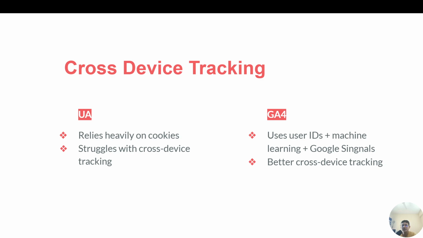Previous Universal Analytics relied heavily on cookies, so that's why it always struggled. Cookies are saved in the browser, so if the device or something changes, you cannot find the cookies, and that's why it was very difficult for them. And second, these days GDPR and cookie consent can block cookies. So these days, only cookie-based tracking will not work.